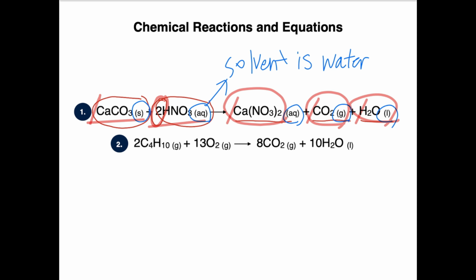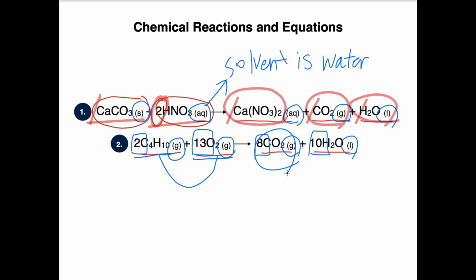Now let's look at the second equation. Butane reacts with oxygen to form carbon dioxide and water. The state symbol for butane is gas. For oxygen, it's gas. Carbon dioxide, gas, and water, liquid. Let's look at the coefficients. 2, 13, 8, and 10. So we can say that 2 moles of butane reacted with 13 moles of oxygen to form 8 moles of carbon dioxide and 10 moles of water.